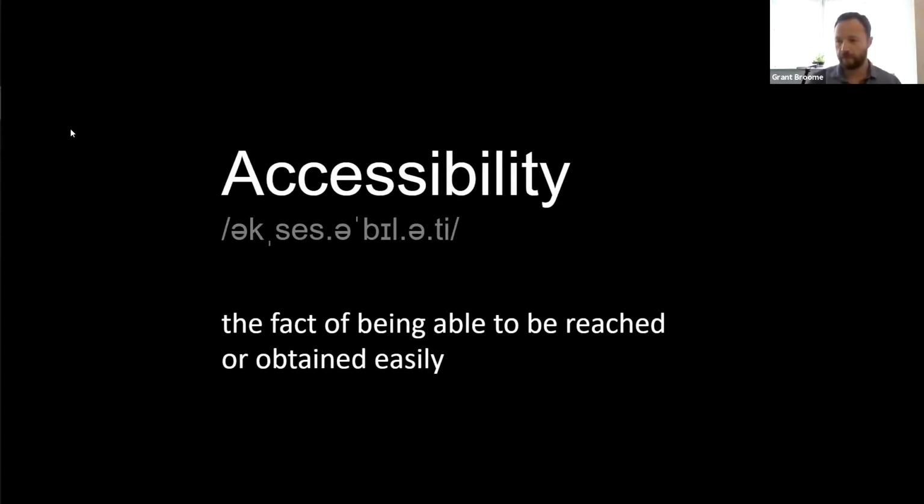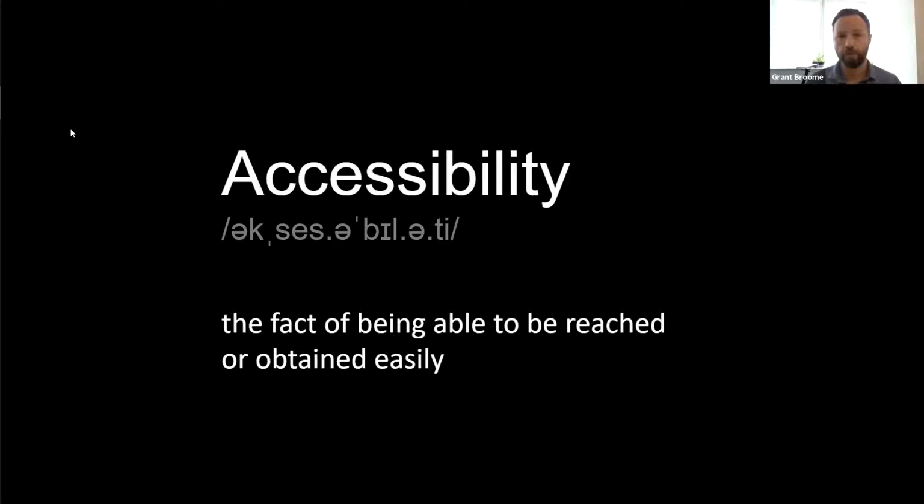And it's the dictionary definition that I got from a Google search actually: the fact of being able to be reached or obtained easily. And it's that word easily that is often missed when we're trying to deliver accessibility. And sometimes in testing, because that's a large part of what we do and a part of my job, we kind of get bogged down in does this particular piece of content satisfy the standards or the test criteria that we're looking at, instead of really thinking, well, how easy is it for someone to be able to use this product.